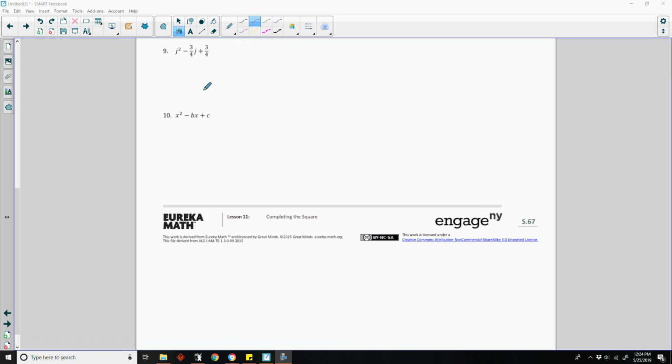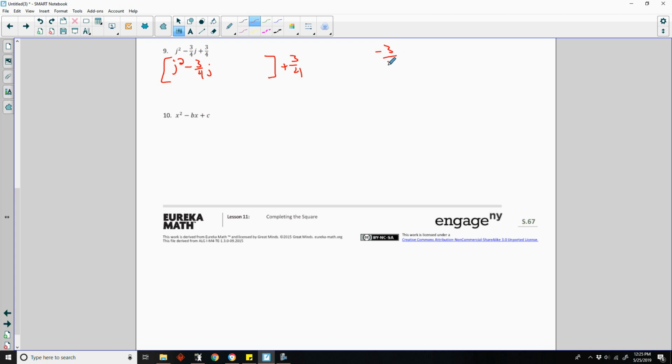Okay, number 9. Hopefully this is getting easier for you. Whenever there's a procedure that you repeat over and over, it should get easier. So I'm just rewriting j squared minus 3/4 j. Put a bracket here, put a bracket here, and put plus 3/4 outside. Then off to the side here, I want to take negative 3/4 and divide it by 2. Be careful with fractions.